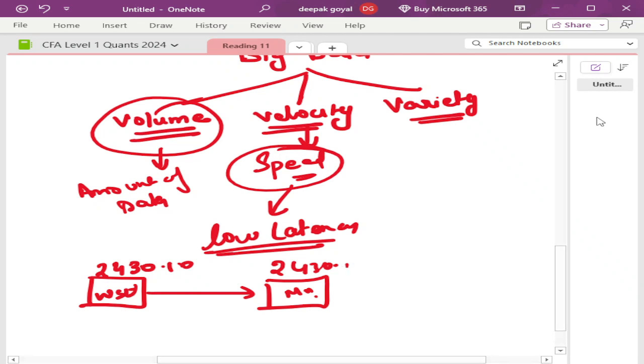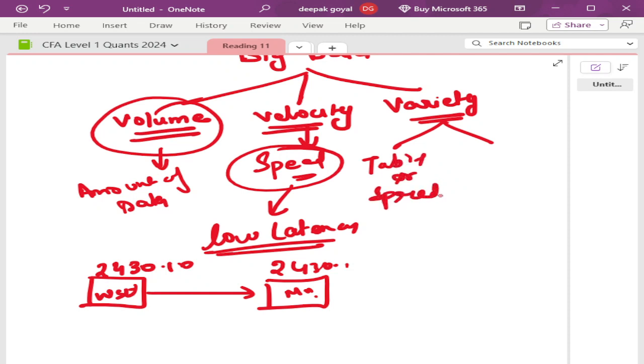Clear? Now third one is variety. Variety means the type of the data. Sometimes you get data which is organized, and sometimes you get data which is not organized. Organized means you are getting the data in the form of tables or spreadsheets. Clear? Sometimes your data is very messy. It can be photos, videos, reviews, the addresses of a few people, or comments on YouTube videos. So you will take the input from there as well.